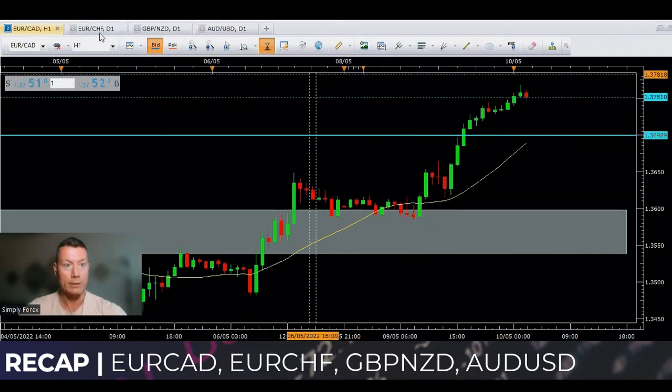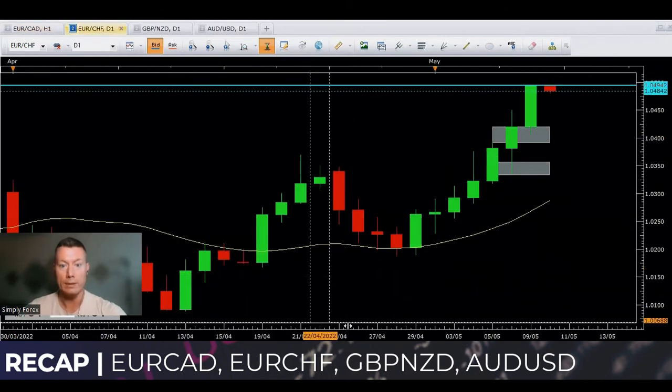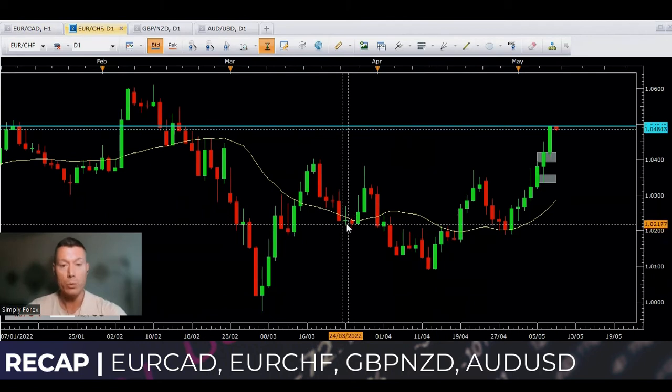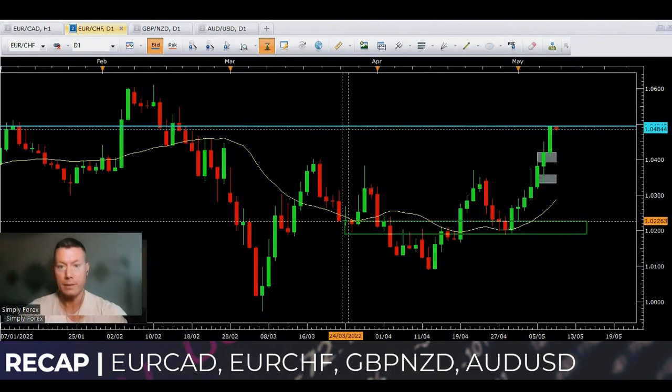Next trade, guys, was this. This was the euro against the Swiss franc. A real pivotal area for this pair is this here. You can see price has been bouncing off it, using it as resistance, coming down, then coming up, and then bouncing off it again. So this has been a real pivotal zone.